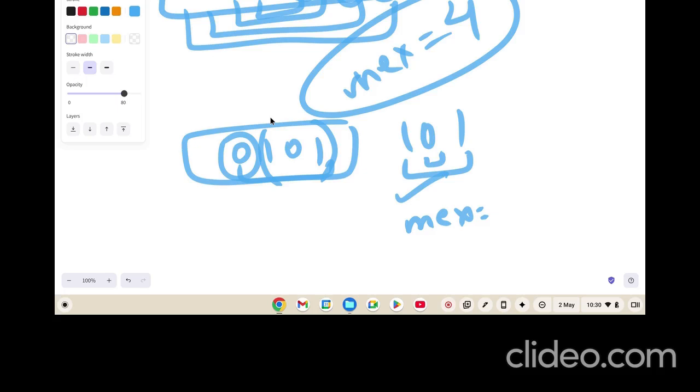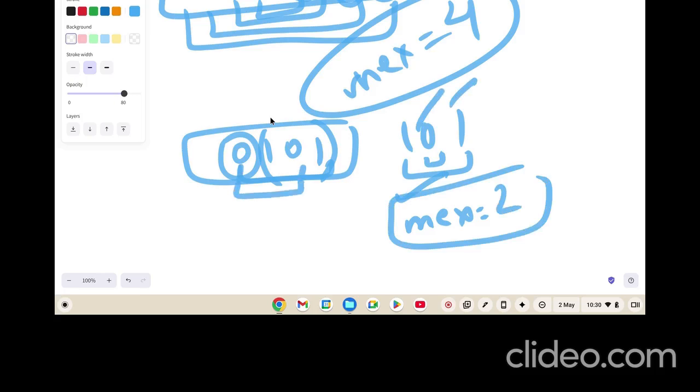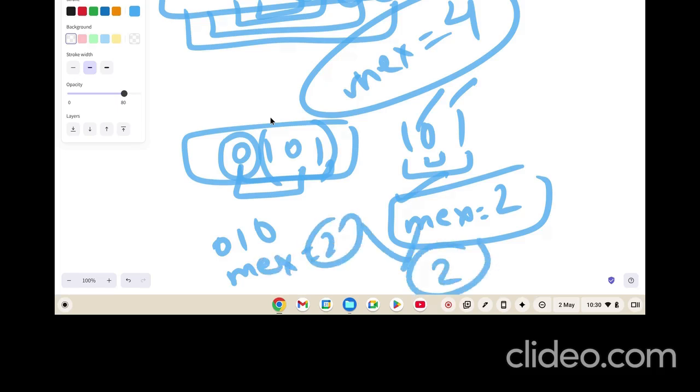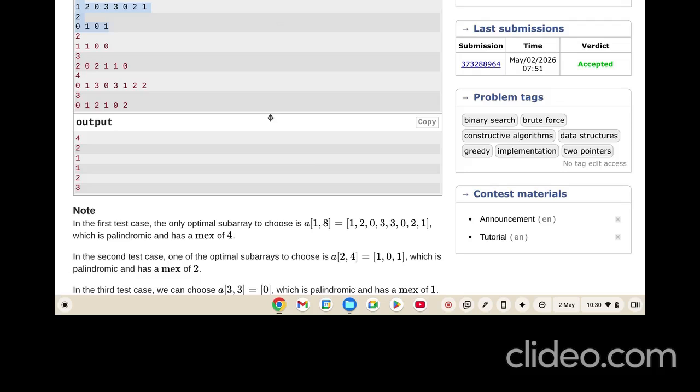0 is there, 1 is there, 2 can be the max, right? One more palindrome which I can see is 0 1 0, and in this also max is 2. So maximum of these two you need to return, so you will return a 2, and that is the reason 2 is the answer, right? You can try out all test cases. I think explaining each and every test case would be a bit difficult.